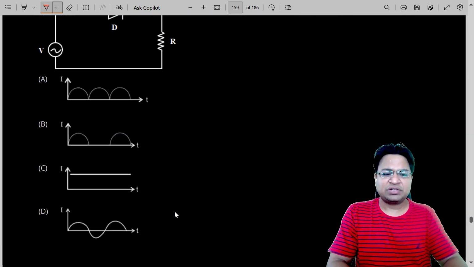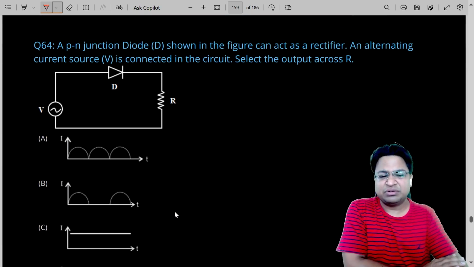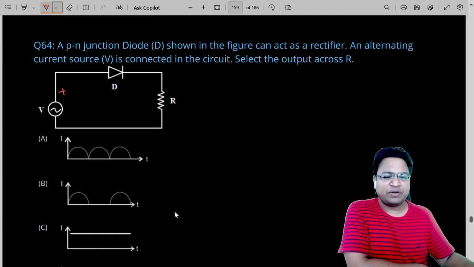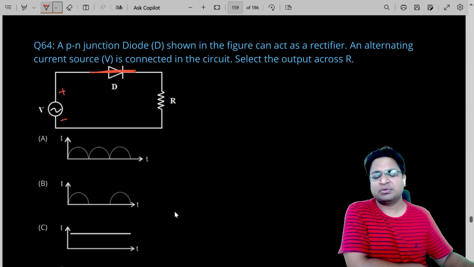Okay. Next, we go to a simple theory-based question. I think you must have learned this. It's a diode here, and whenever this point is at higher potential than this, it will behave as a connecting wire. So there will be a flow of current through the resistor.